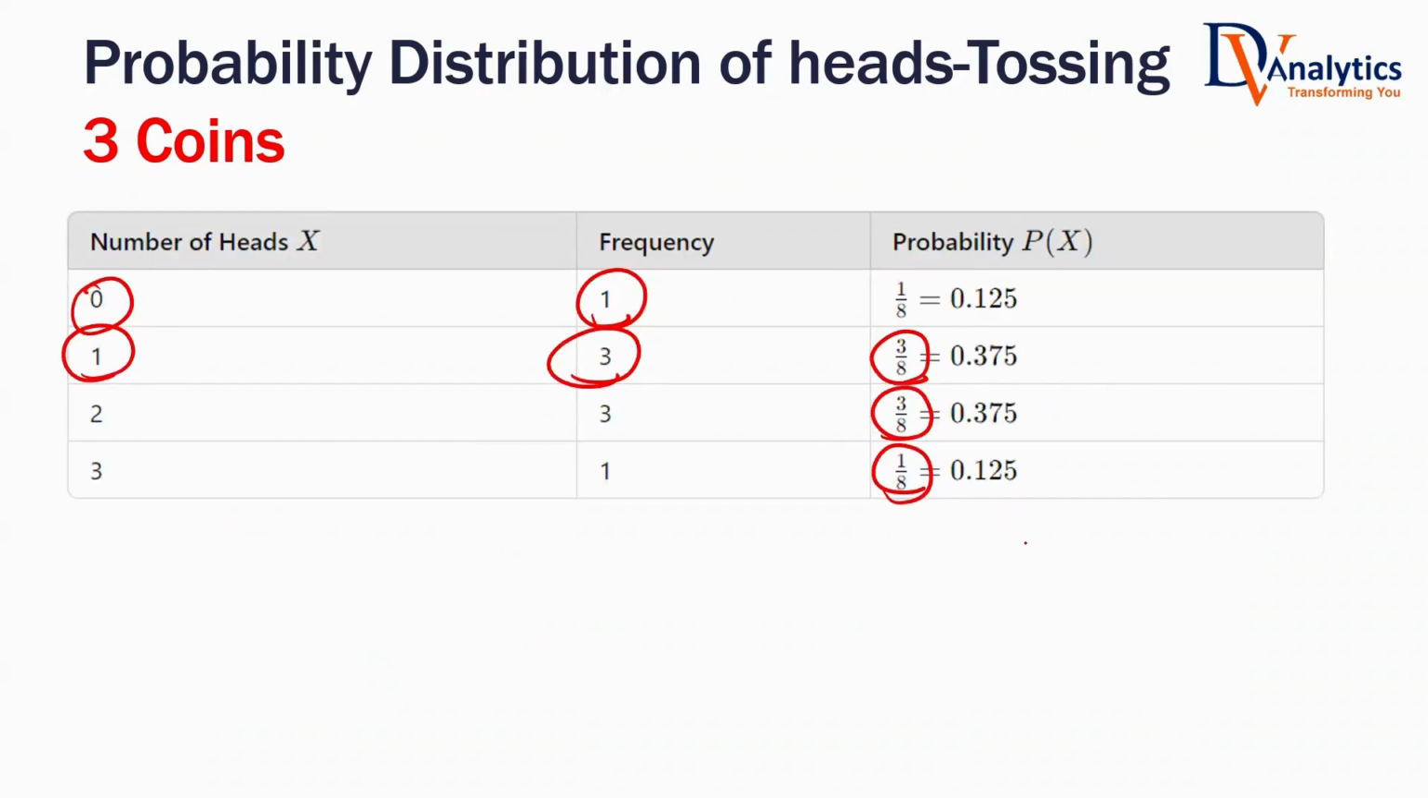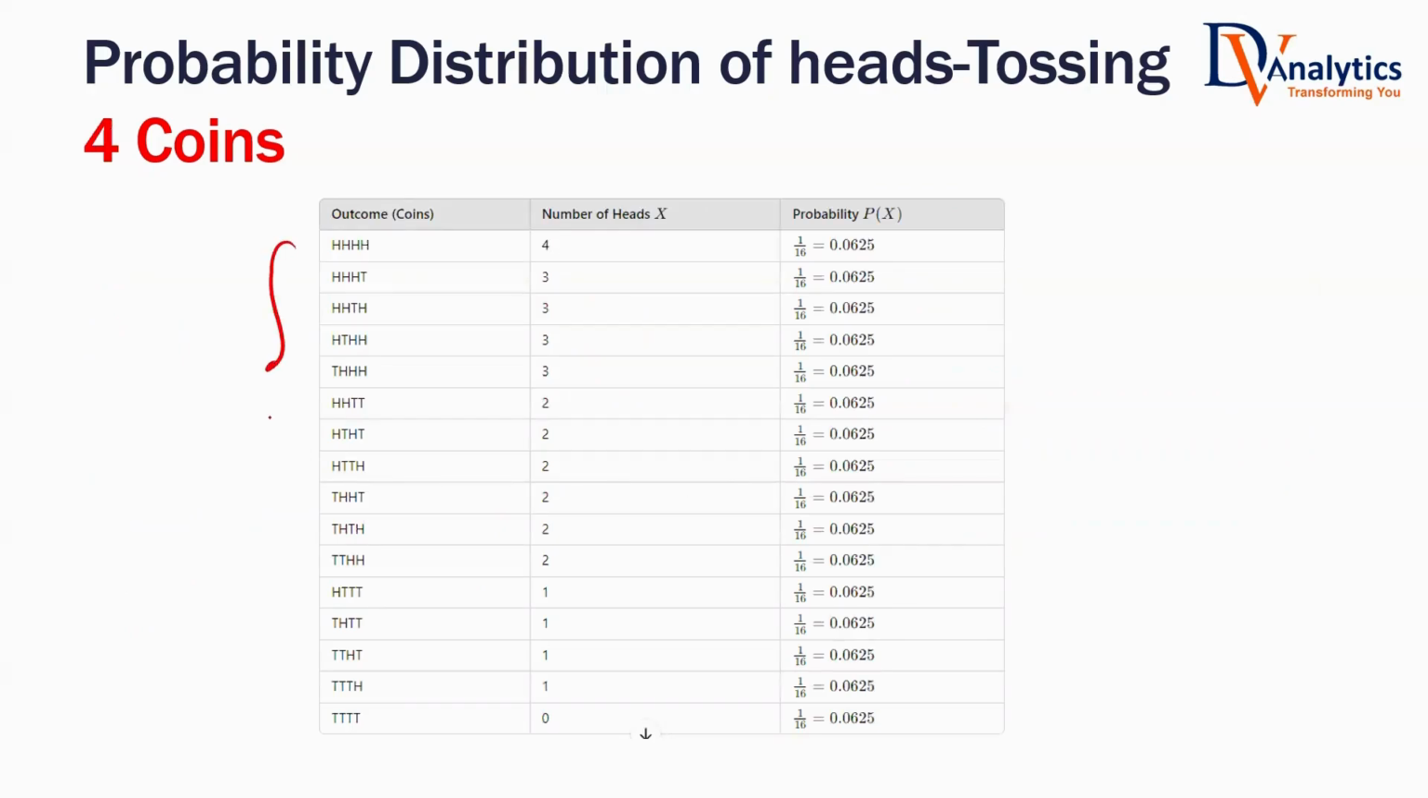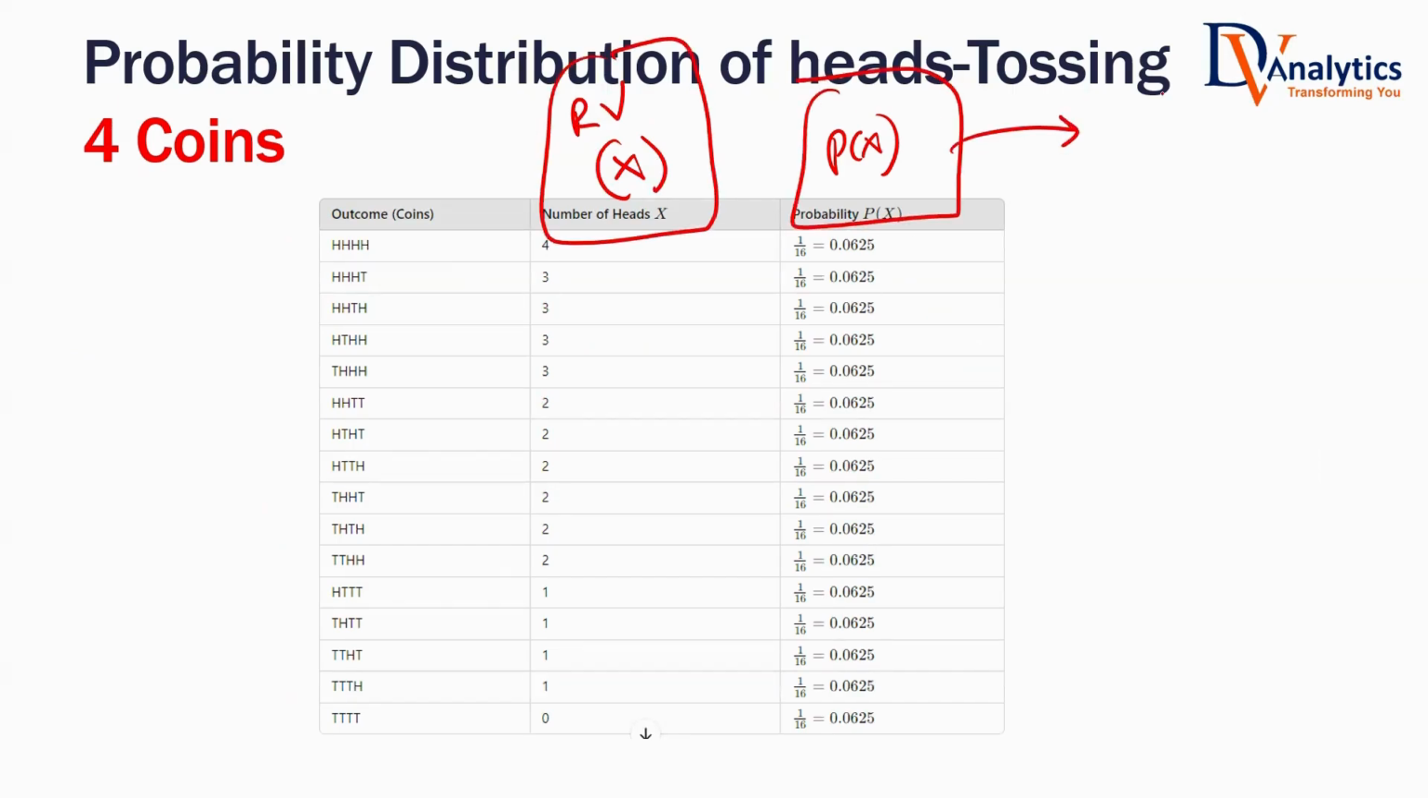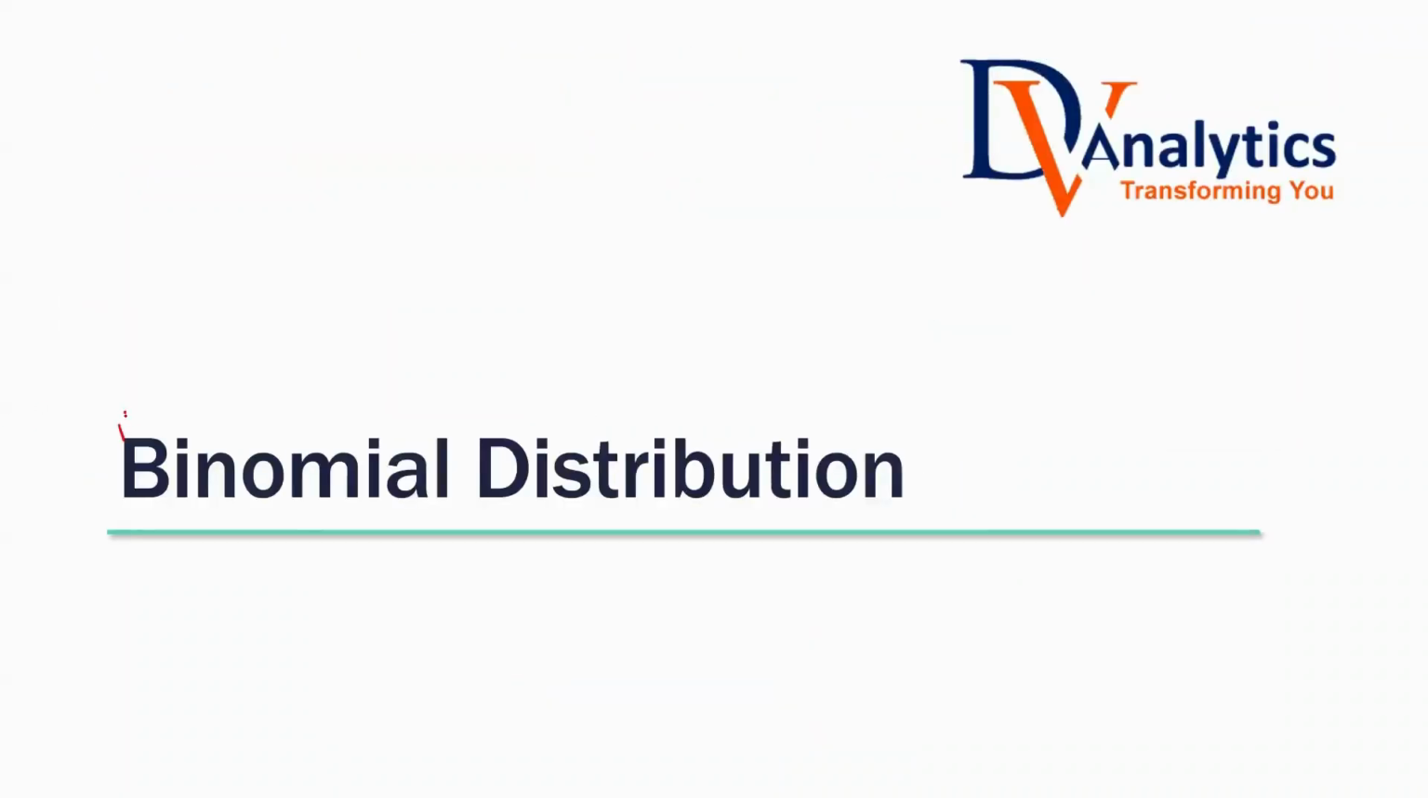Now, why am I writing all this? If you're tossing four coins, things get pretty difficult to track from there on. But what people have done is find a formula for the probability of each outcome. These are the coins, this is the outcome, number of heads. This random variable follows a certain probability distribution, and you can actually generalize that probability distribution. That probability distribution is known as binomial distribution.